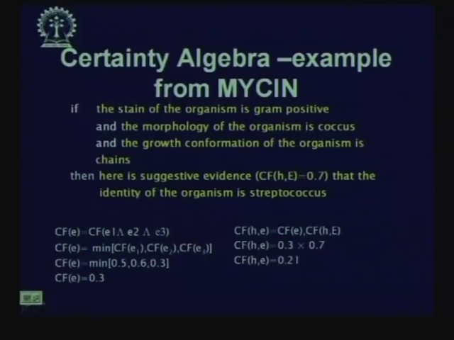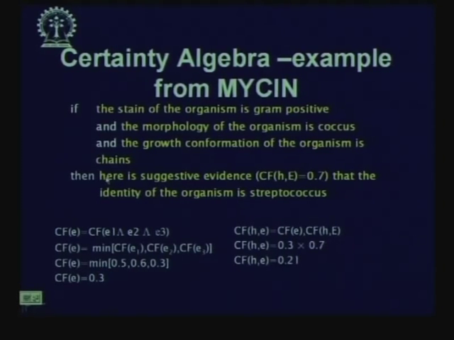Next, by now I hope that you have understood the way certainty factors are computed. Next, let us revisit the Mycin rules, because Mycin first introduced certainty factors. So let us look at the Mycin rules and see how they do the same thing with certainty factor. Here is a rule that we have seen earlier. If the stain of the organism is gram positive, and the morphology of the organism is coccus, and the growth conformation of the organism is chains. Probably this rule is a little different. Earlier it was clumps, but here it is chains, another rule.